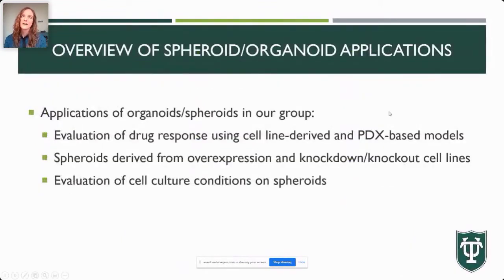There are three major applications of organoids and spheroids that our group focuses on. We evaluate drug response using cell-derived and PDX-based models.